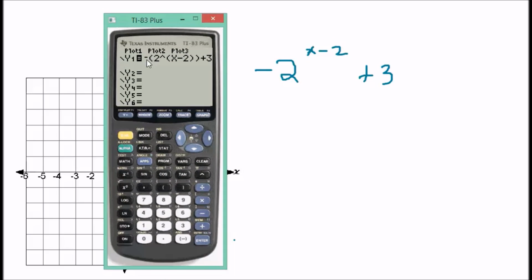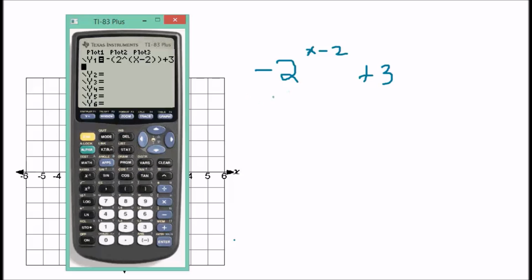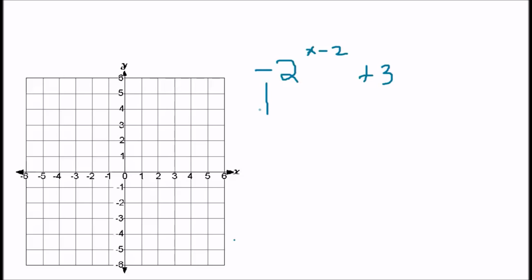The negative sign goes out front. The 2 to the x minus 2, we have to do some tricky stuff with the parentheses there to make sure it knows that we're taking the 2 to that power. And the plus 3. So in this situation, this negative sign is like the a. So the a is like a negative 1. This is the b. The rate is 2. That's greater than 1, so we expect this to be an exponential growth factor. Because the b is 2, it's greater than 1.